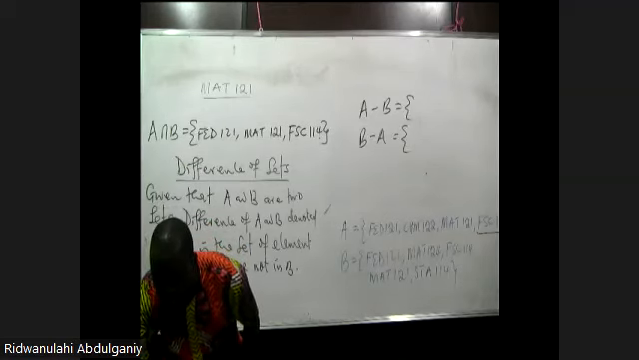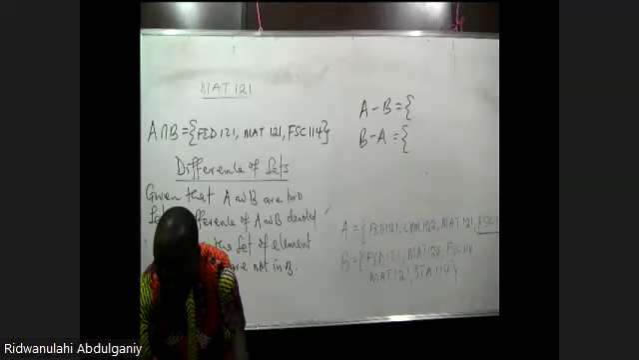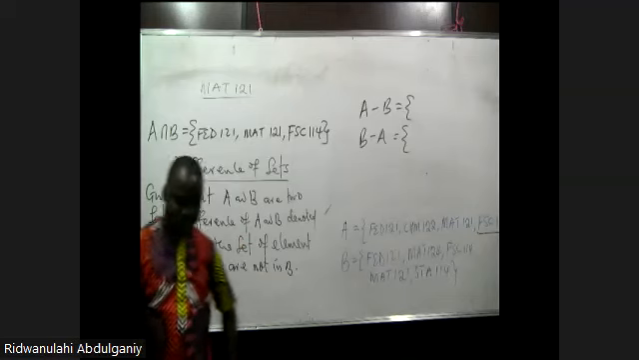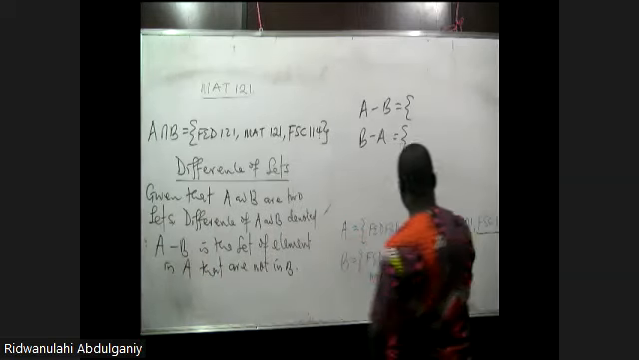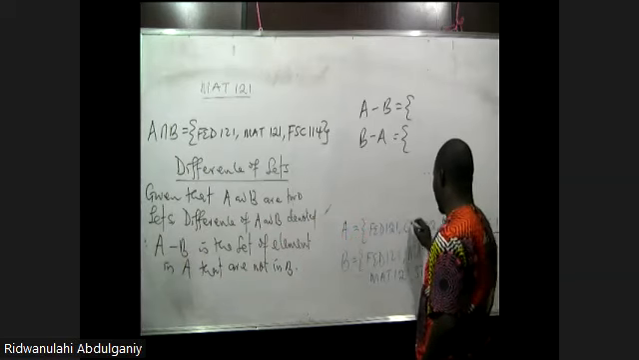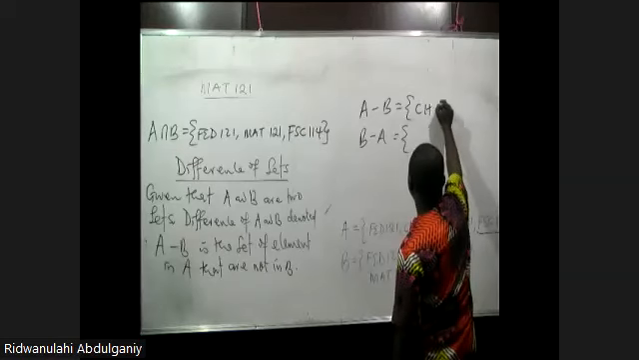Therefore, Tayo, you can raise your hand again. Tayo, what is A minus B? A minus B is CHM 122. See, all of you write COM. It is not COM, it's CHM. Okay, CHM 122. Please correct it too.